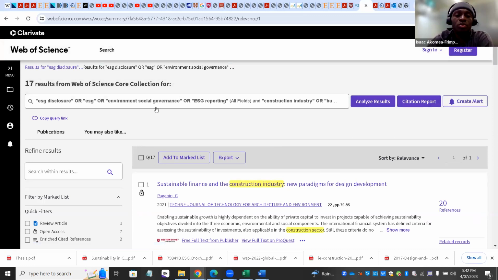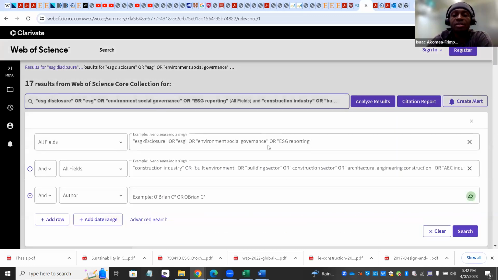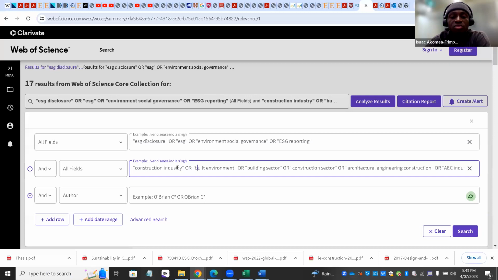That's the first group of keywords. The next set of keywords are related to the construction industry, because ESG itself is a broad topic, but we are limiting it to the construction industry. Some of the words I use: construction industry, built environment, building sector, construction sector, architectural, engineering, and construction, AEC industry. All these things are related.